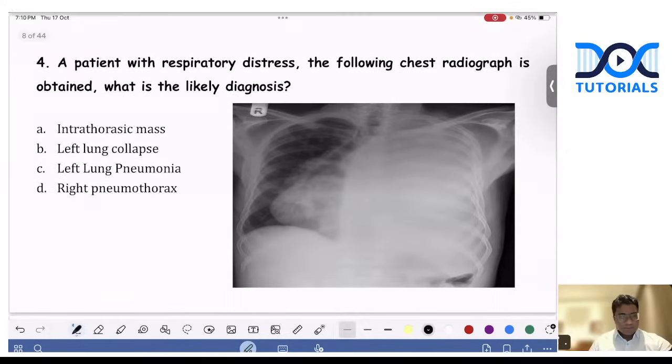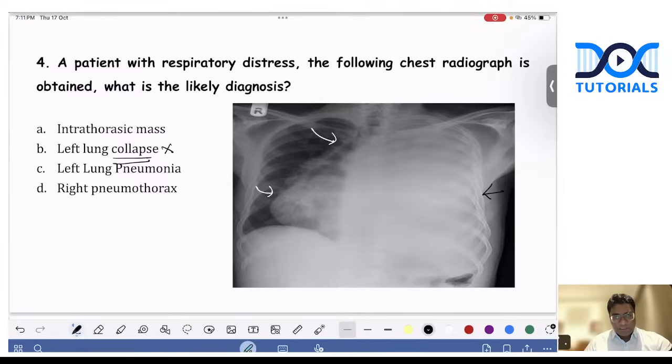What you see on this chest radiograph is the trachea is shifted to the right side. The heart is also shifted towards the right side. And look at the thoracic cage, right? You're seeing a left hemithorax completely opacified. So there is a volume gain here, causing the mediastinum and the trachea to shift to the opposite side. In collapse, there is volume loss. The trachea would have shifted to the same side, the heart would have shifted to the same side. So this is not collapse.